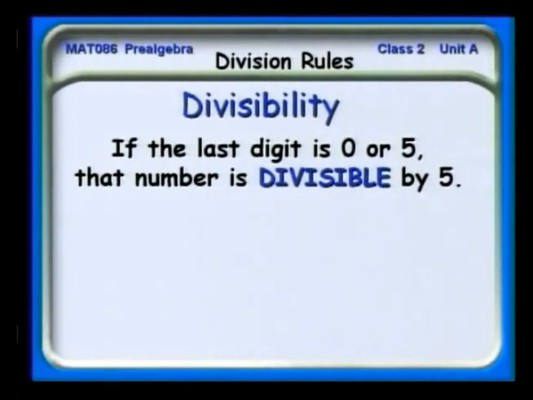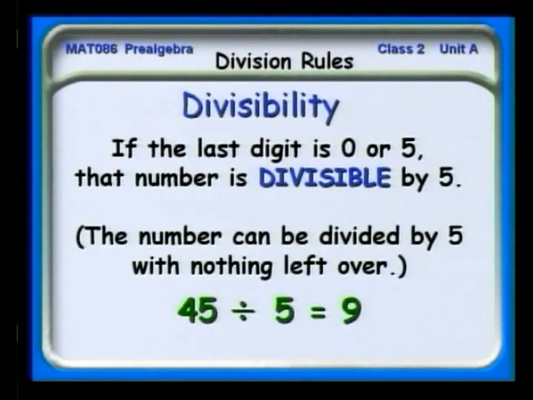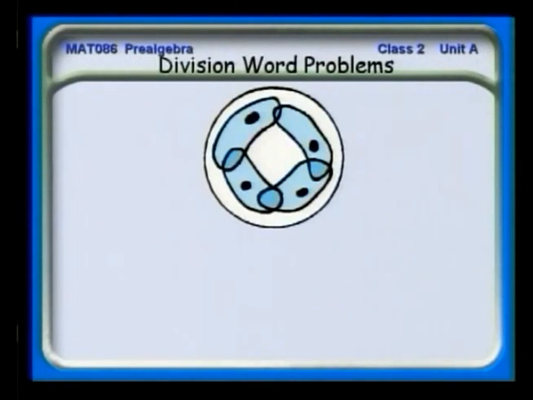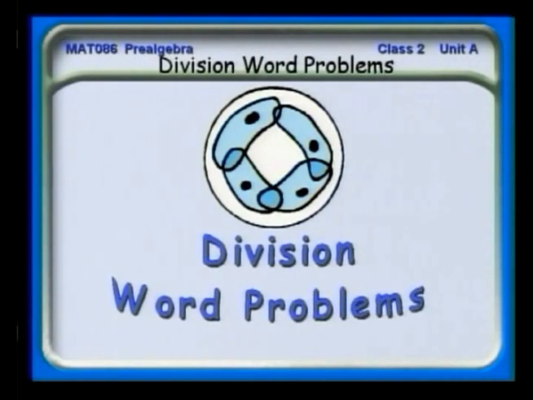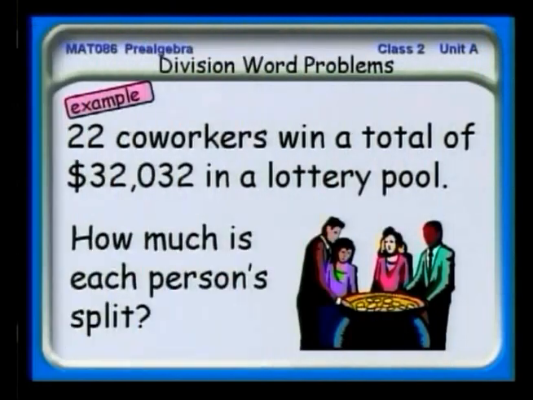Divisibility, again, if the last number is 0 or 5, we know it's going to divide evenly by 5. So for example, 45 divided by 5 is 9. 40, ending in a 0, divided by 5 is 8. Now, let's look at some of the ways we can use division with word problems.